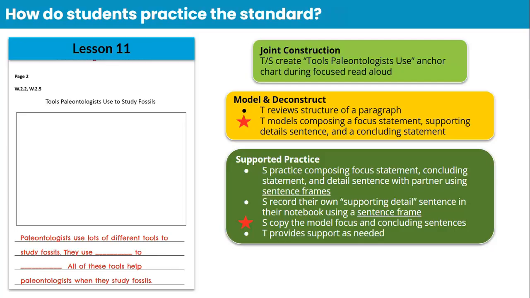When it's time to write independently, students copy the focus statement and concluding sentence from the teacher model. Students then record their own supporting detail sentence in their notebook using the sentence frame. The teacher provides support as needed. At the end of the lesson, students share the completed paragraph with a partner by reading it aloud.